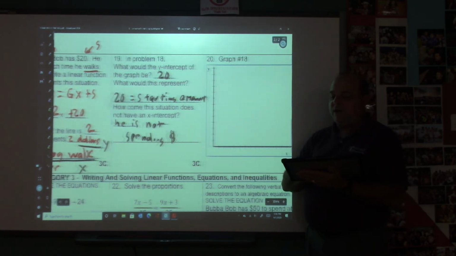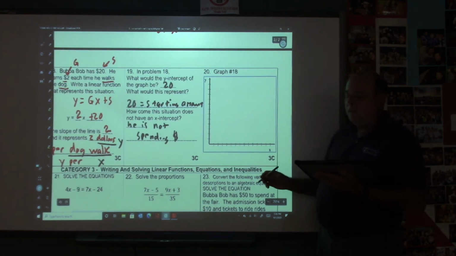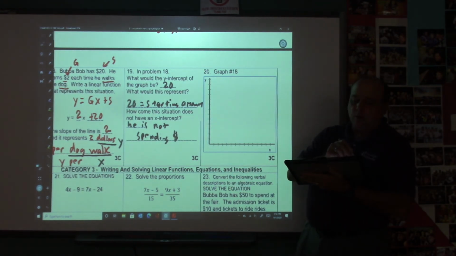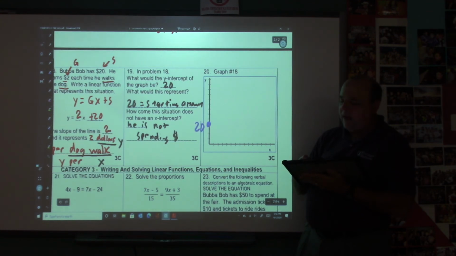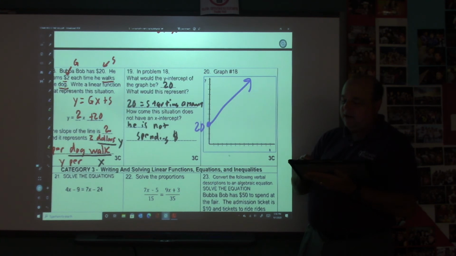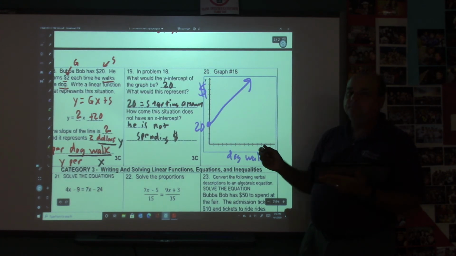And let's graph it. I'm about to run out of power. Okay, so the y-intercept would be 20. We don't have to count 20 up here. So let's just pick a random point right here and put 20, and this graph is going to go up in it. Okay, and then down here, this would be dog walks, and this would be money, wouldn't it?